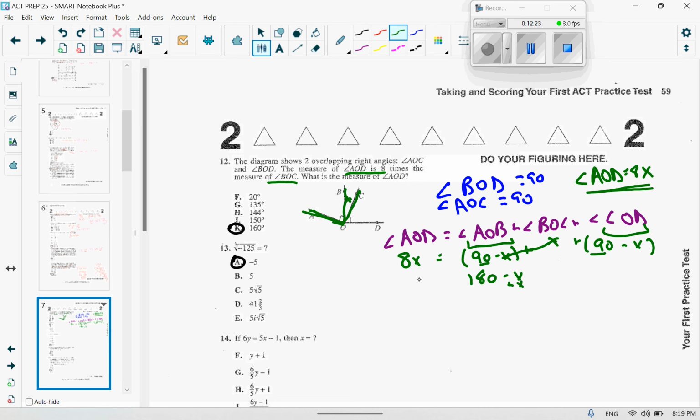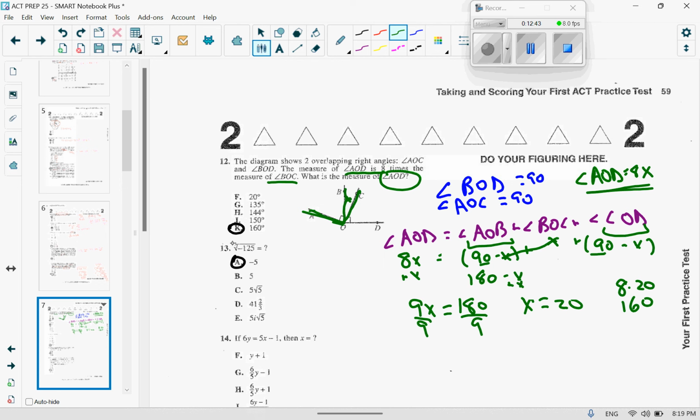And of course, we can add X to both sides. Therefore, we get 9X equals 180. Divide by 9, X equals 20. But it says find AOD, so we're going to get 8 times 20, aka 160, for letter K.